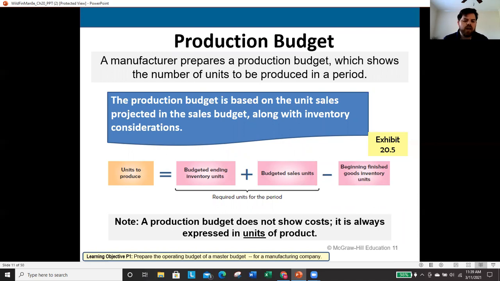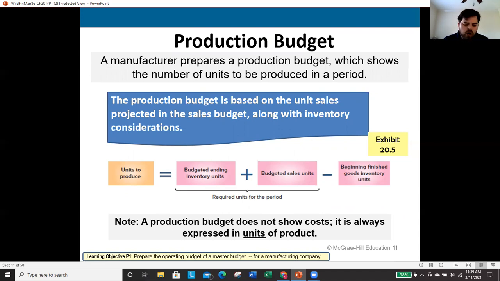So a manufacturer prepares the production budget, which shows the number of units to be produced. The production budget is based on the unit sales projected in the sales budget, along with current inventory considerations. So my number of units that I need to produce, we have a nice formula for this. This is budgeted ending inventory units plus my budgeted sales units minus my beginning finished goods inventory in units.